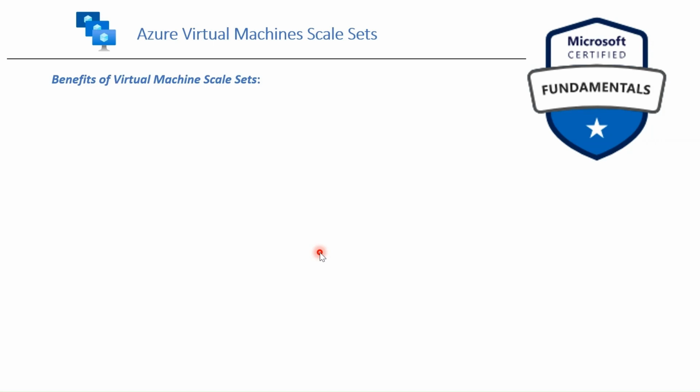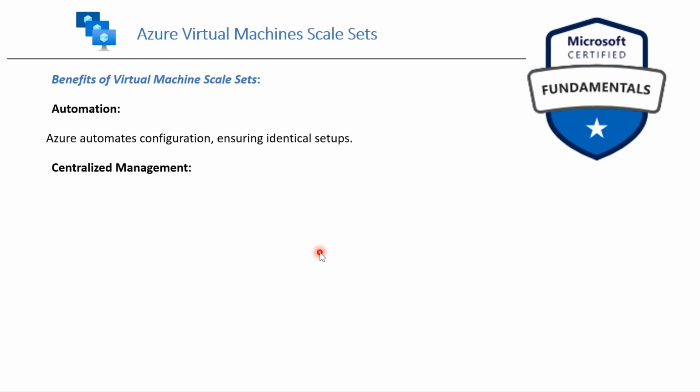Now let's look at the benefits of virtual machine scale sets very quickly. Automation: Azure automates configuration, ensuring identical setup. So Azure would automate the creation of 15 virtual machines, and it also ensures that they are identical, as we need. And then centralized management: centrally manage, configure, and update a large number of VMs effortlessly.